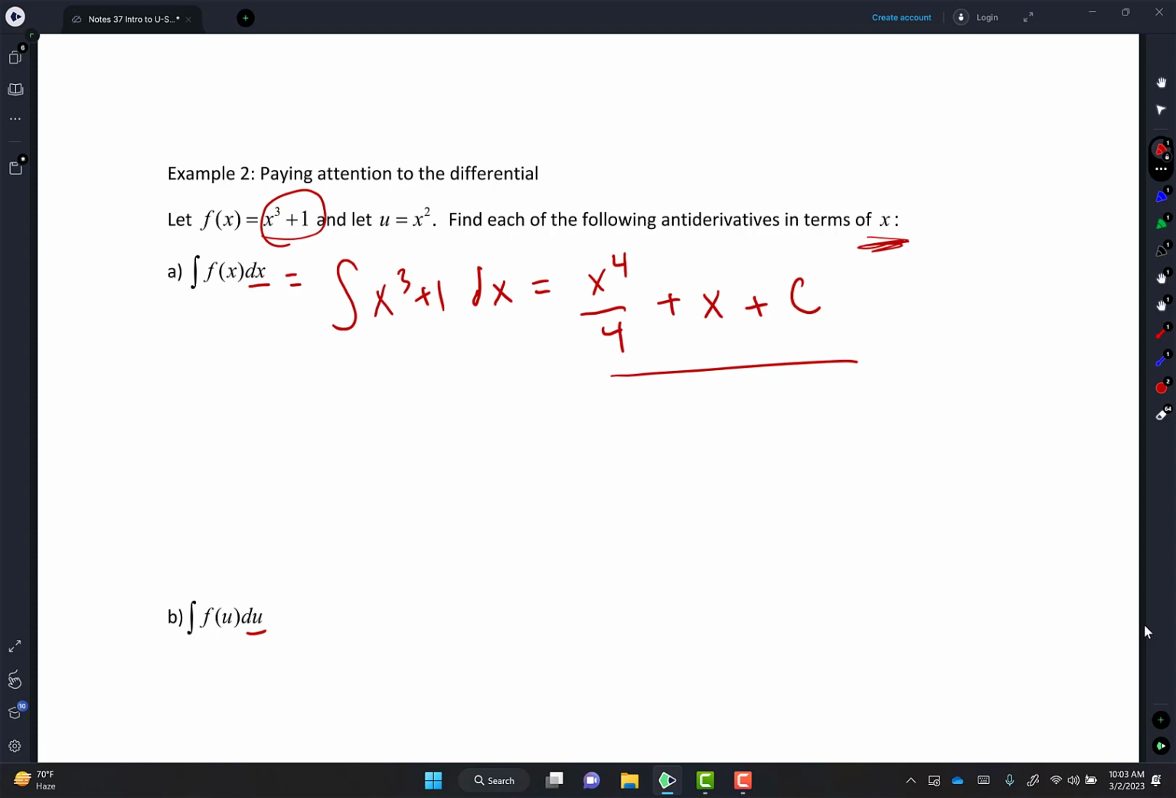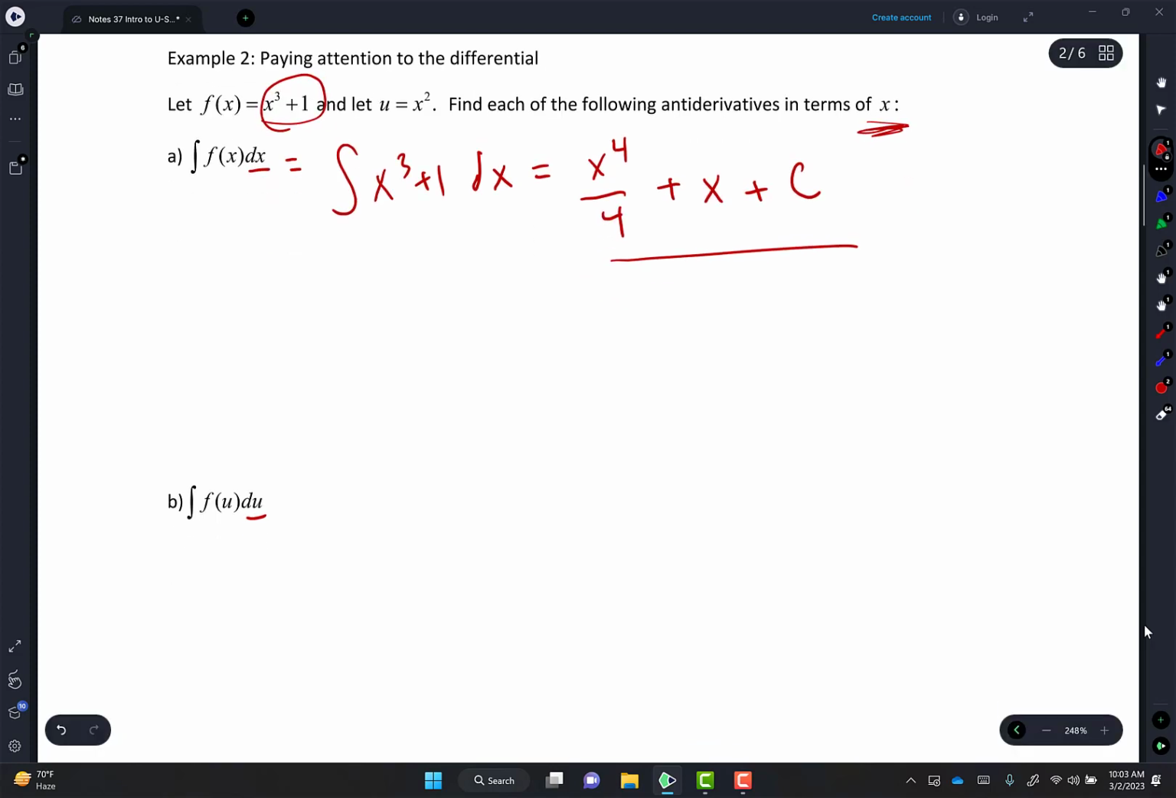Cool or not cool? Okay, this one has an f of u du. That means I'm taking the antiderivative with respect to u, and it tells me that it's f of u. I've got to be careful not to say fu. So f of u is plugging the u into your expression of f of x: u cubed plus 1. Are we okay with that? That's what I'm going to take an antiderivative of.